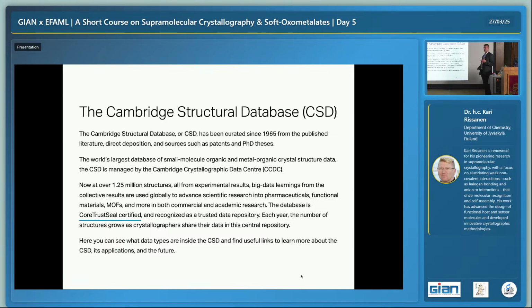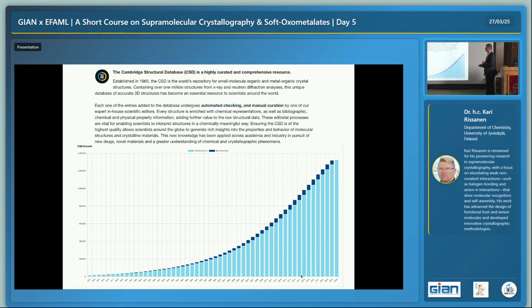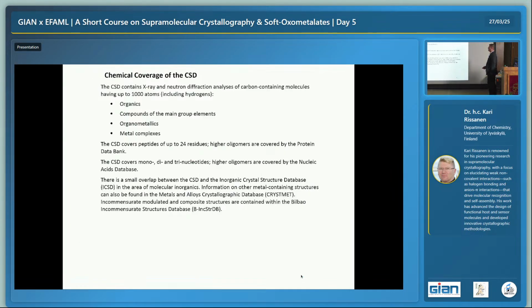And referees, like myself, often check. Somebody says, this is now the first time in the world. I say, I don't believe you, I'll check it from the database. And it's huge. This is an old picture, but now we are somewhere around 1.3 million, 1.4 million structures. And it contains everything except purely inorganic. So if you have a purely inorganic structure, it's not in the Cambridge Structural Database.